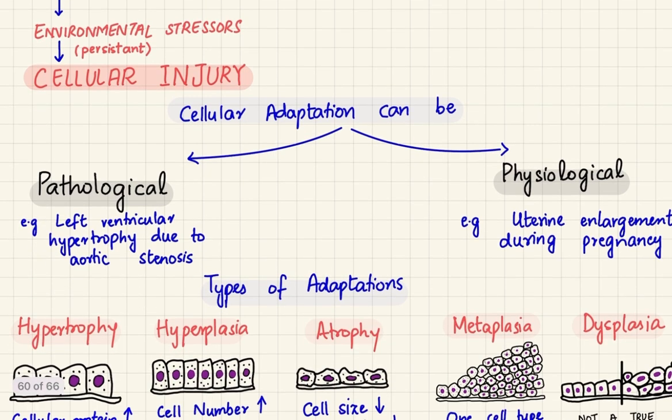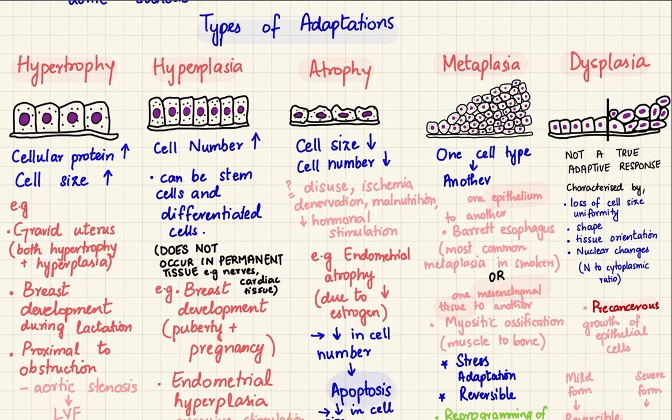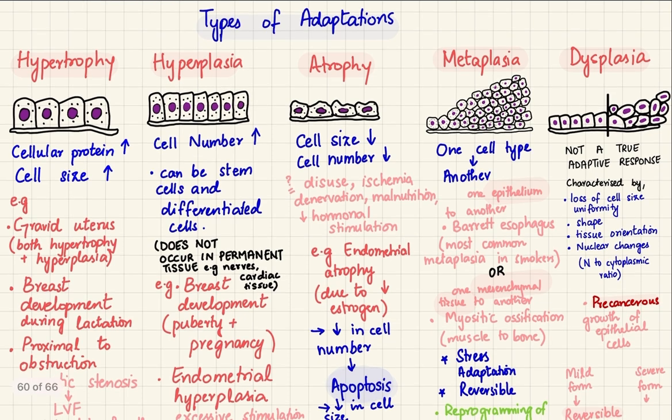Now, cellular adaptation can either be physiological or pathological. An example of physiological cellular adaptation would be uterine enlargement during pregnancy, and that of pathological cellular adaptation would be left ventricular hypertrophy due to aortic stenosis, when the left ventricle has to pump blood through a very narrow aortic valve. Now let's look at the different types of adaptations side by side.